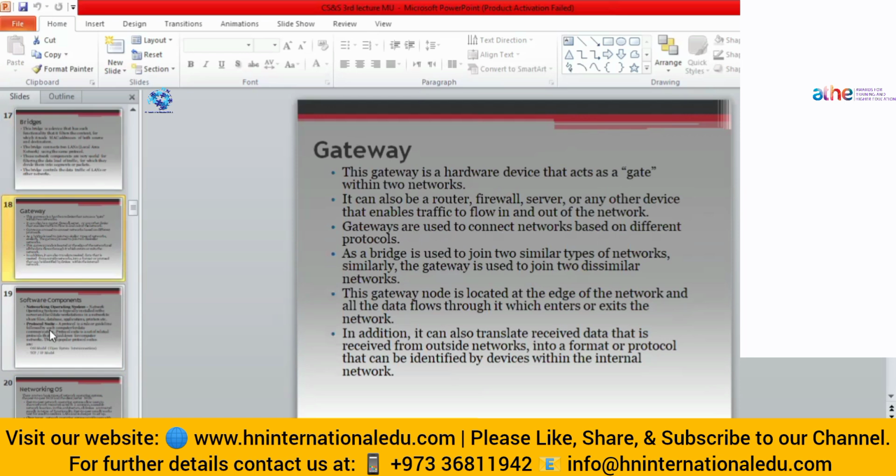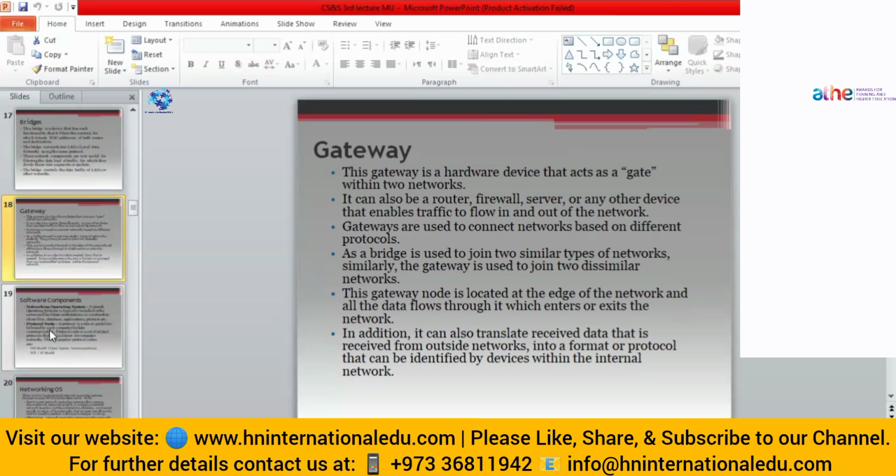Now, a gateway is a hardware device that acts as a gate between two networks. Just as when we are entering a gate, we can identify different types of information. So it can be a router, firewall, server, or any other device that enables only the relevant traffic to flow in and out of the network. So gateways are used to connect networks based on different protocols. As a bridge is used to join two similar types of networks, the gateway is used to join dissimilar networks.